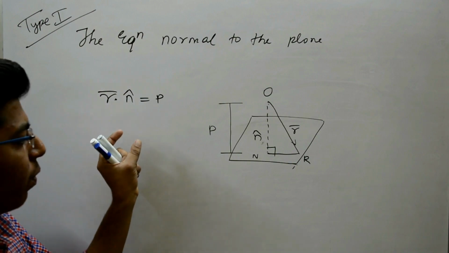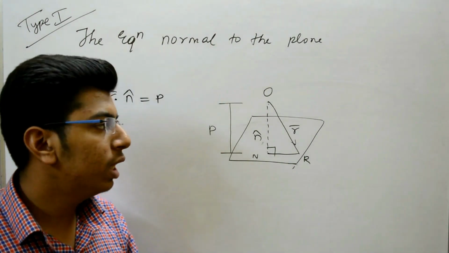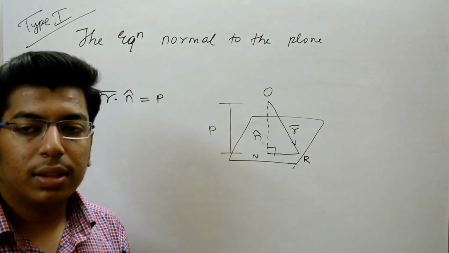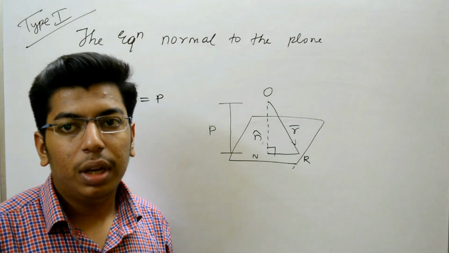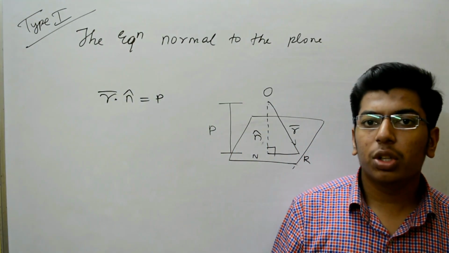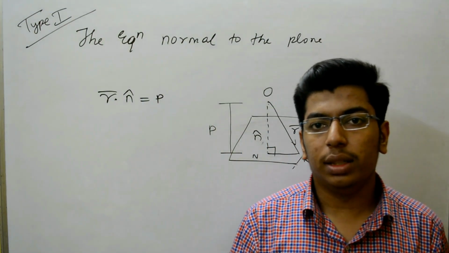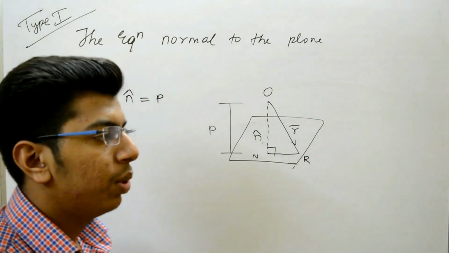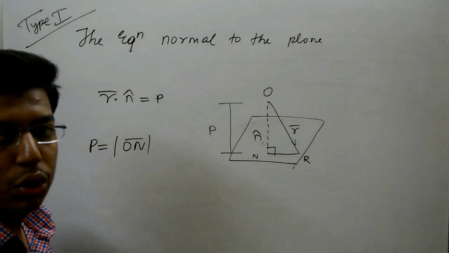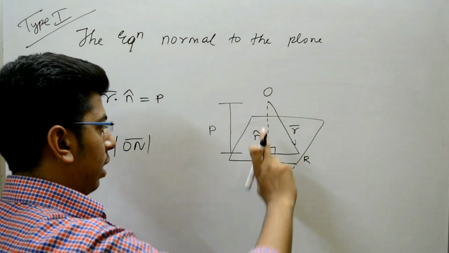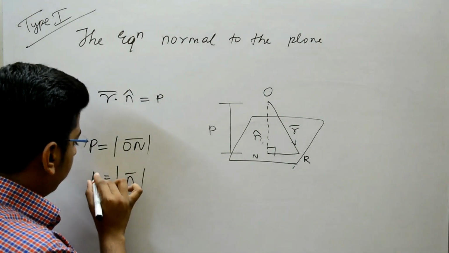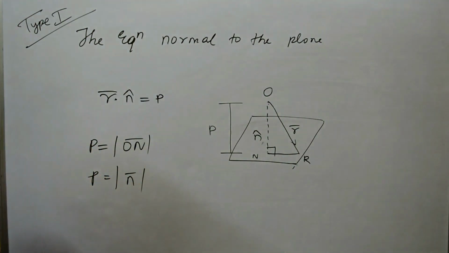If I want to find the perpendicular distance, in many questions the perpendicular distance has to be found. In the board examination they have asked you to find the perpendicular distance. So the formula is just magnitude of n bar is equal to p, that is the perpendicular distance.